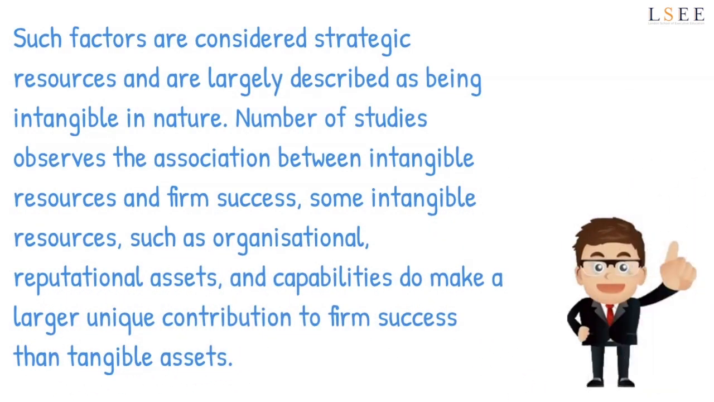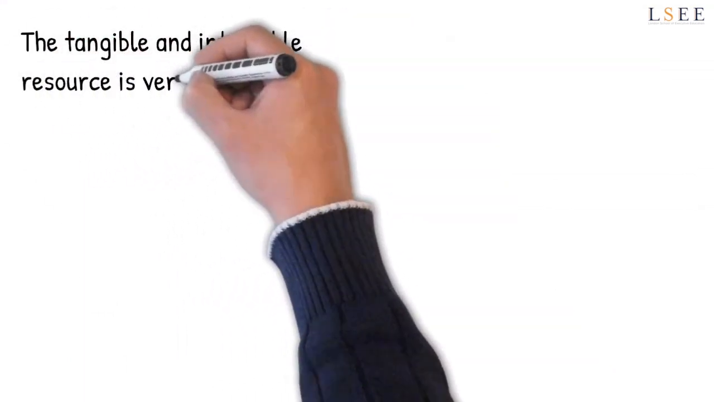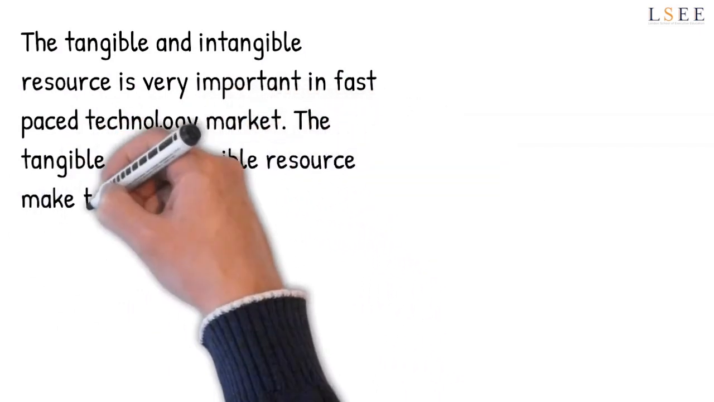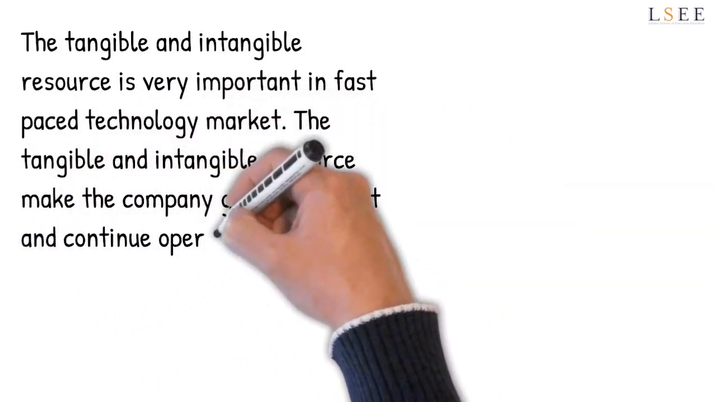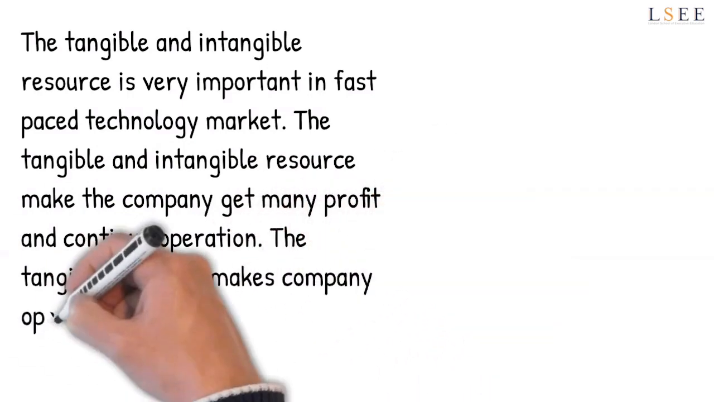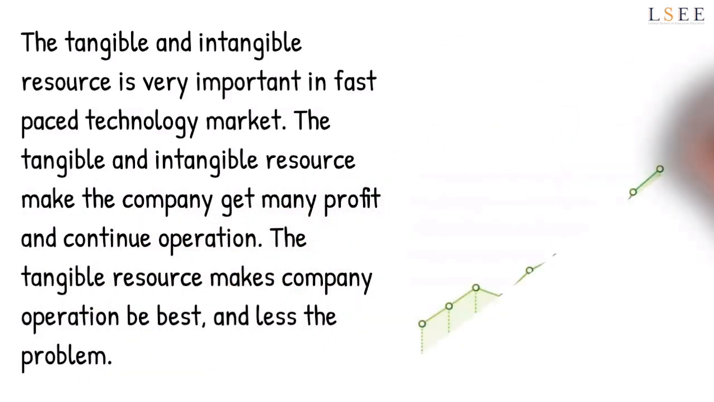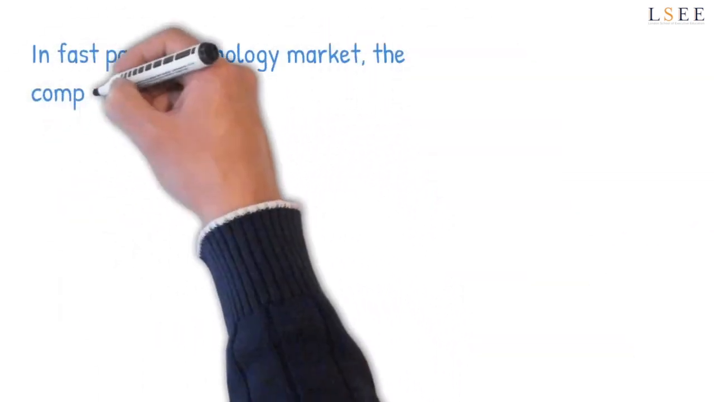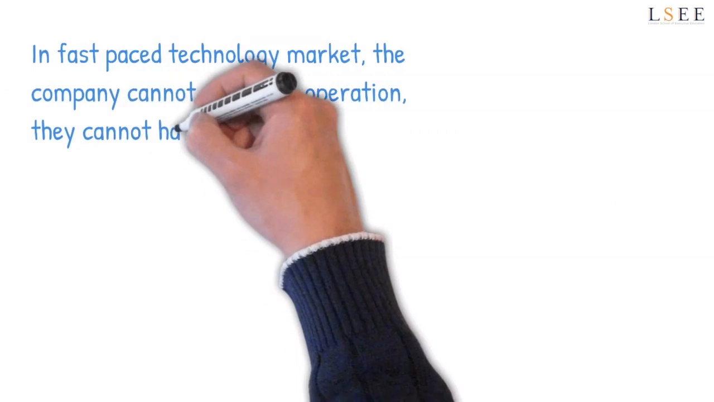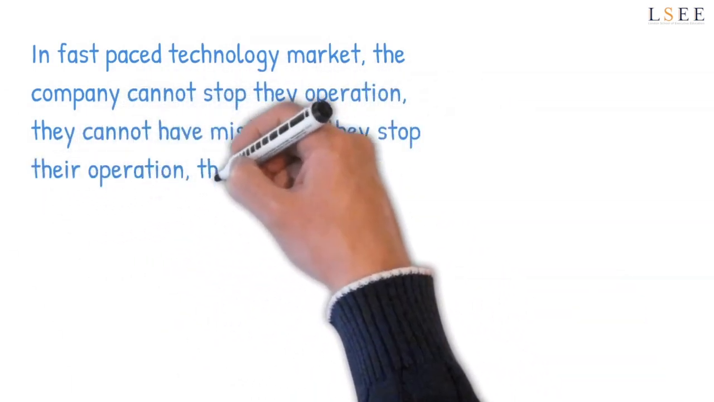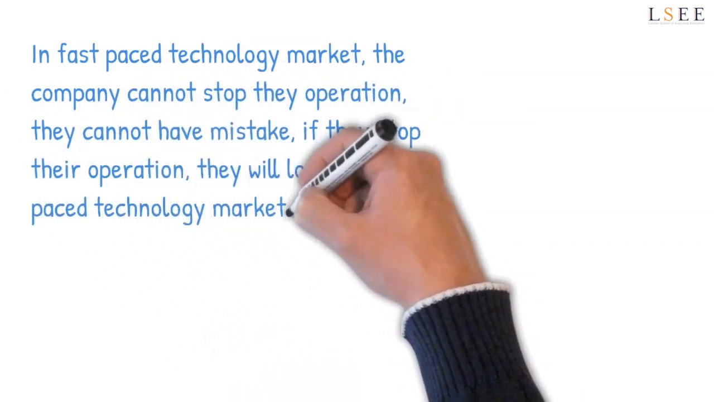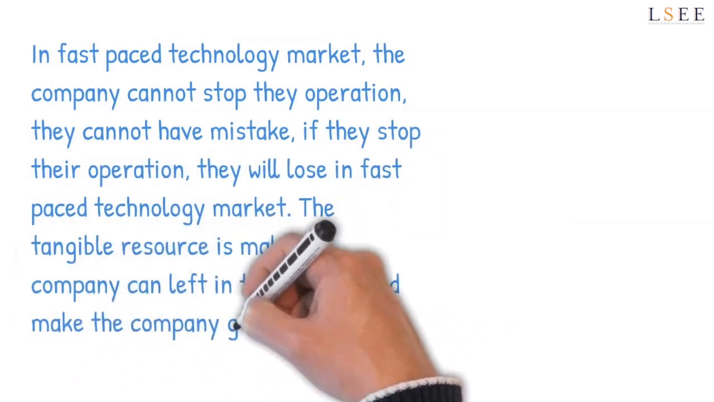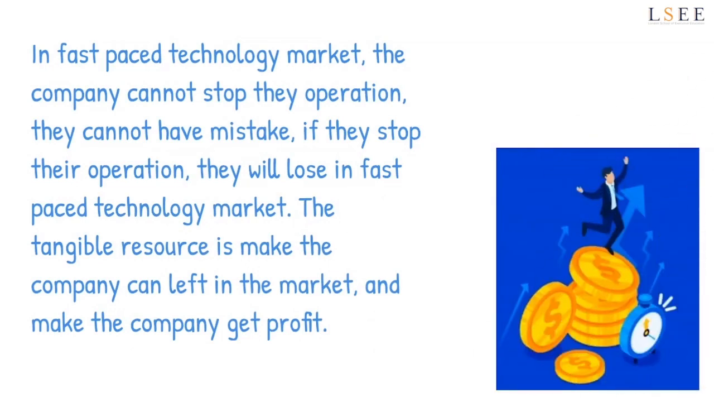tangible assets. The tangible and intangible resource is very important in the fast-paced technology market. The tangible and intangible resources help the company get much profit and continue operation. The tangible resource makes company operation the best, with fewer problems. In the fast-paced technology market, the company cannot stop the operation, they cannot have mistakes. If they stop their operation, they will lose in the fast-paced technology market. The tangible resource makes the company able to stay in the market, and makes the company get profit.